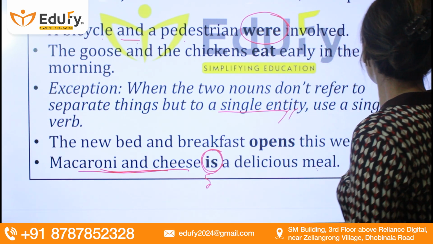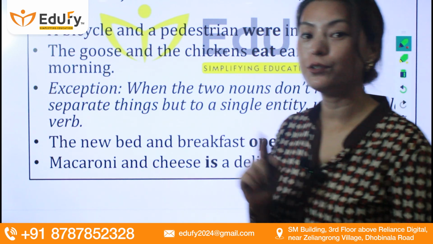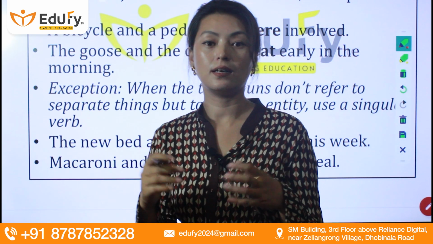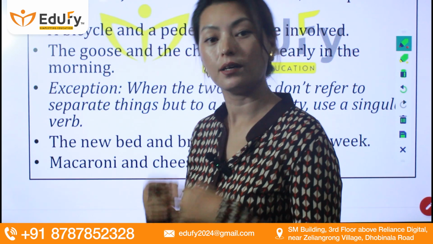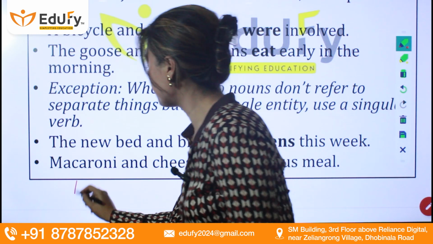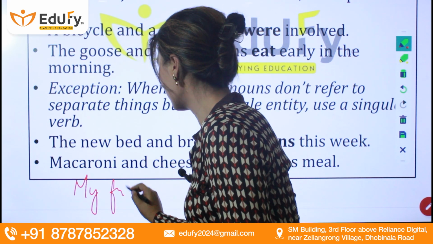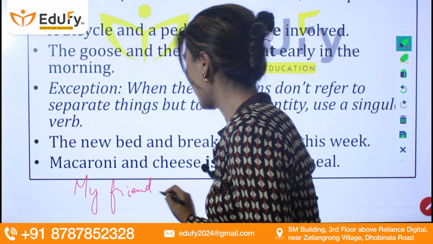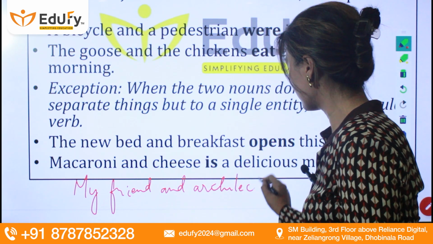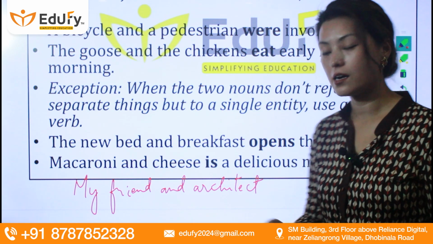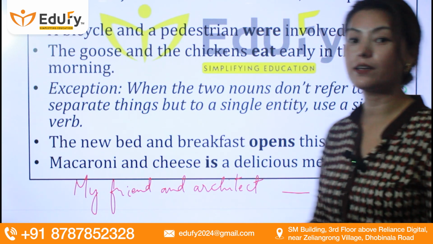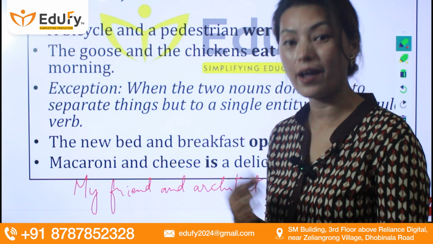There's also another rule, and that is whenever you have the usage of articles, if it's pointing towards two things, then you will use a plural verb. For example, my friend and architect dash come. So here I can write has or have.